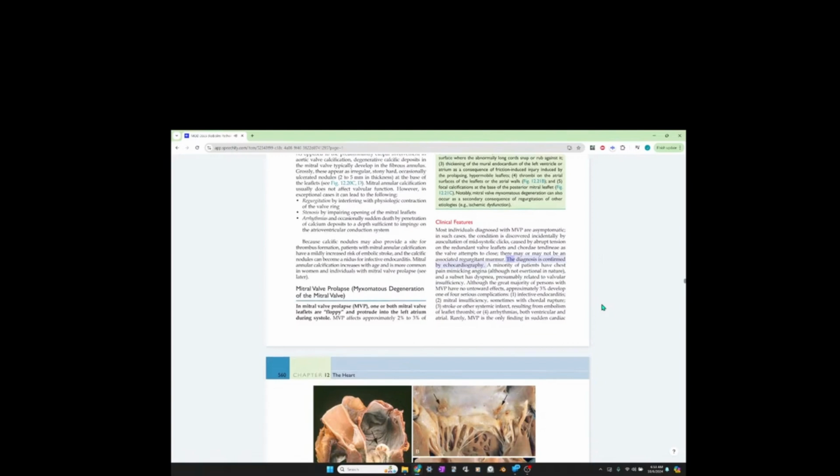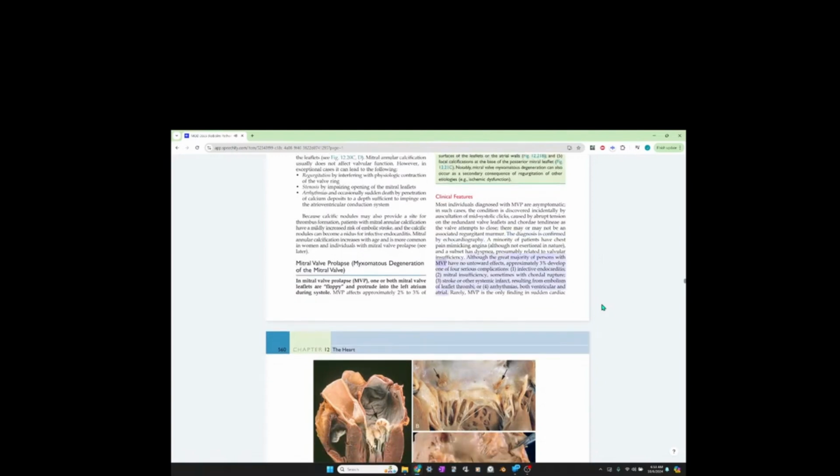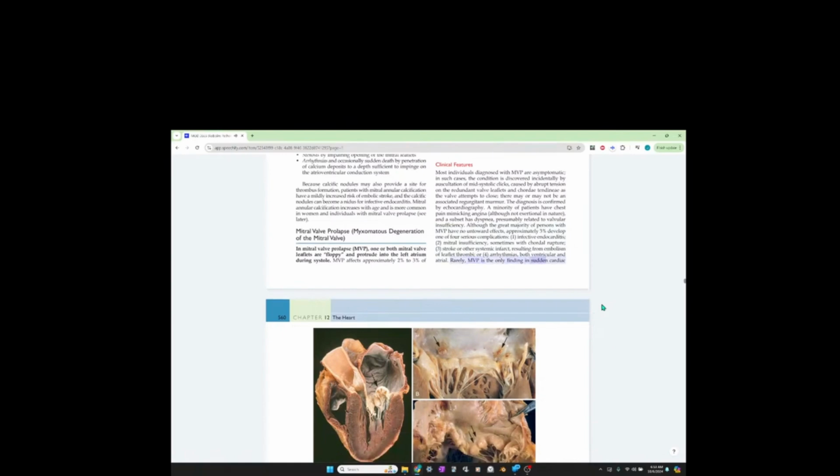Although the great majority of persons with MVP have no untoward effects, approximately 3% develop one of four serious complications: infective endocarditis; mitral insufficiency, sometimes with chordal rupture; stroke or other systemic infarct, resulting from embolism of leaflet thrombi; or arrhythmias, both ventricular and atrial. Rarely, MVP is the only finding in sudden cardiac death.